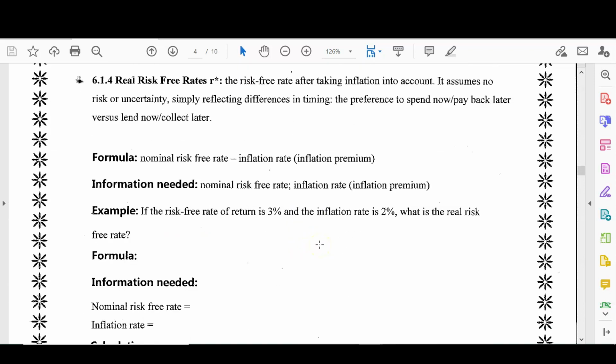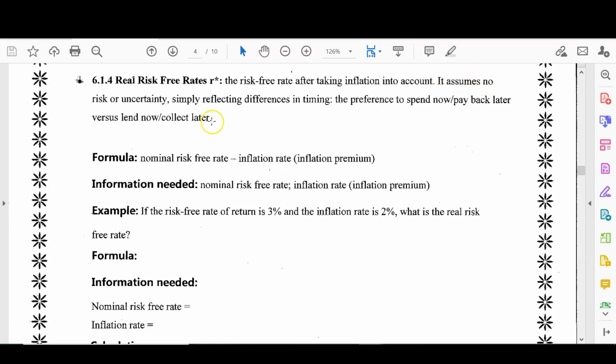Okay, let me go to the fourth type of concept here, which is real risk-free rate, R star. We already know that risk-free rate is the rate of return for a riskless asset, such as a 3-month treasury bill, and we know that it is a nominal rate. If we use risk-free rate minus inflation rate, we will get the real risk-free rate. Remember, nominal rate minus inflation rate is real rate. So nominal risk-free rate minus inflation is real risk-free rate.